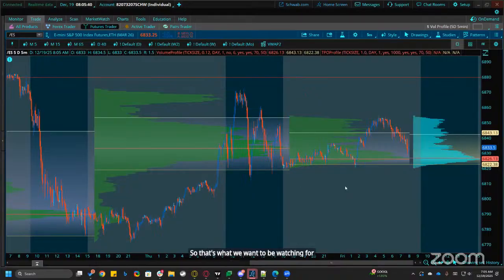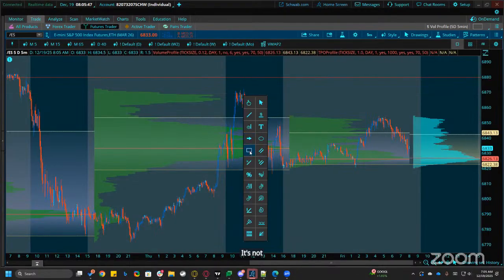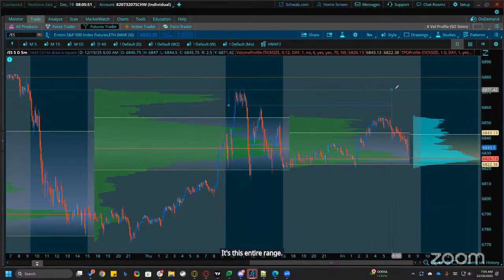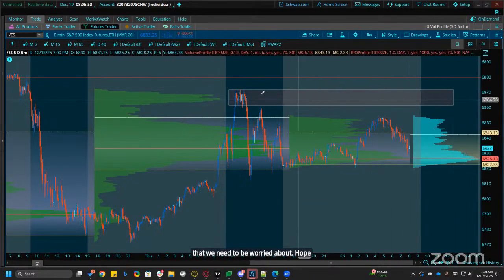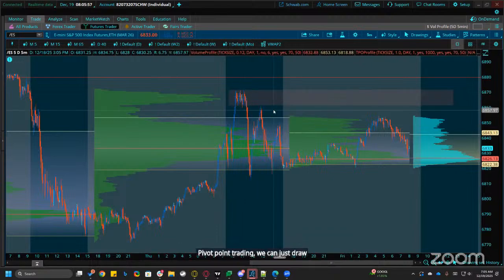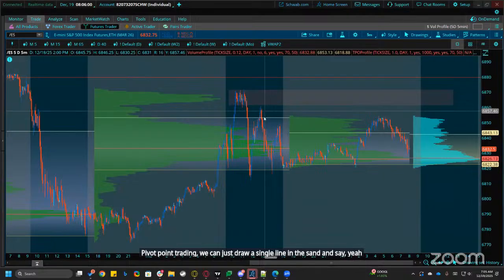If we get that breakout of our own Globex high and we make a run towards yesterday's high, it's not just yesterday's peak. It's this entire range that we need to be worried about. Hopefully that stands out, right? Pivot point trading, we can just draw a single line in the sand and say, yeah, when we get there, we need to be concerned.